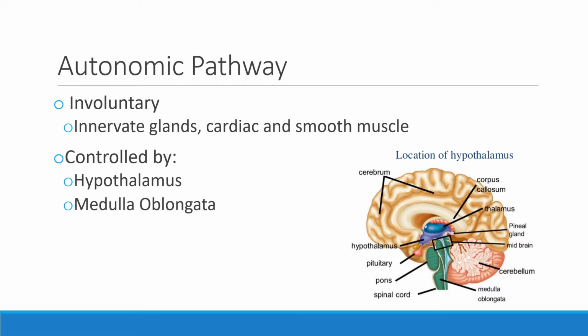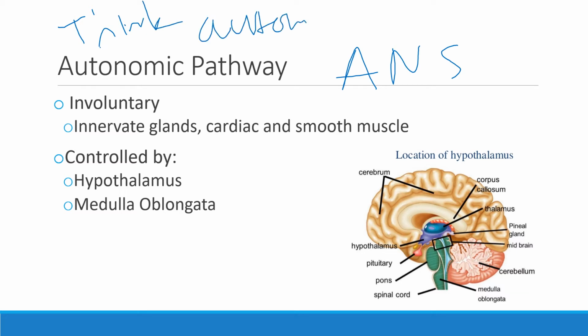The autonomic pathways, the first one will start here. This is the ANS, what I was talking about two slides ago, the autonomic nervous system or autonomic pathway. This one is saying, hey, think automatic. So think automatic with this one. This one's involuntary. Involuntary is the key word here. This one, you don't have to think about it.